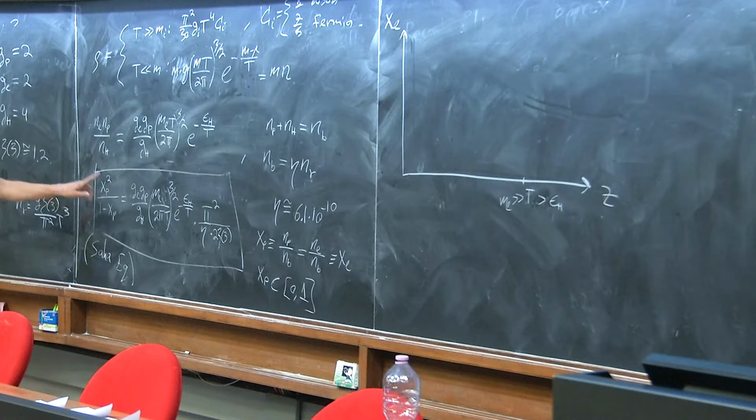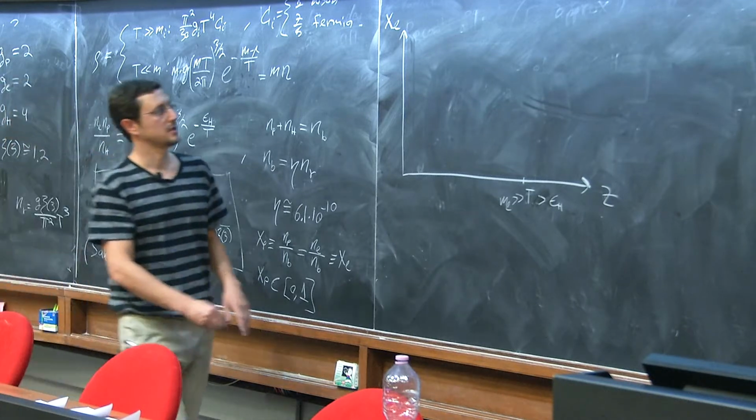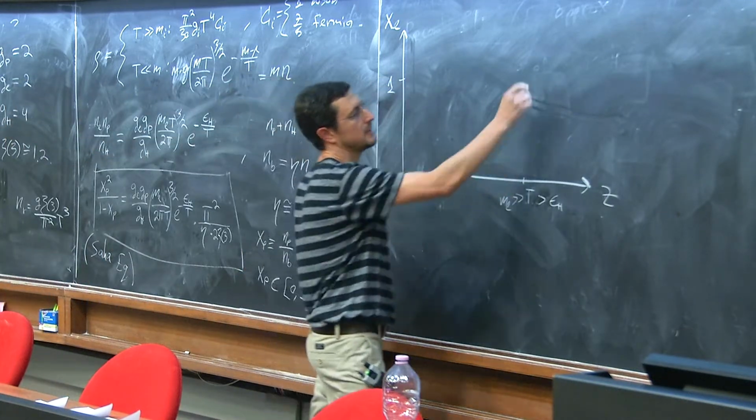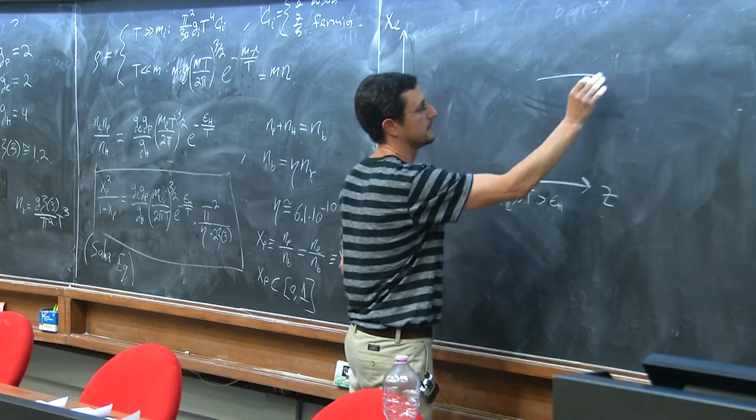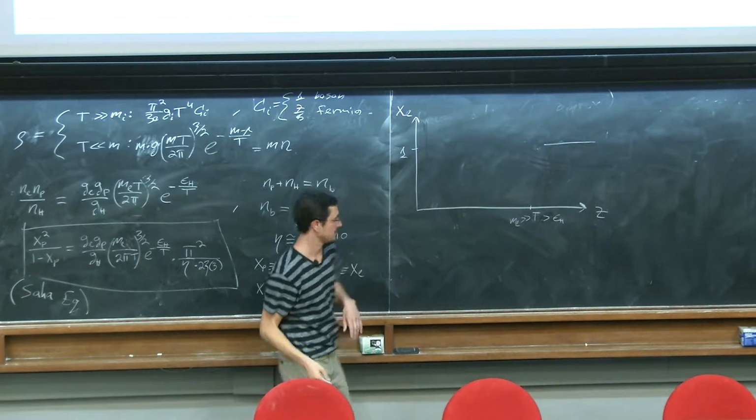So the only way for this object to give us a very large number is for XP to be very, very close to 1. And so the solution at very high temperature is around 1. And it's not going to do anything interesting before that.